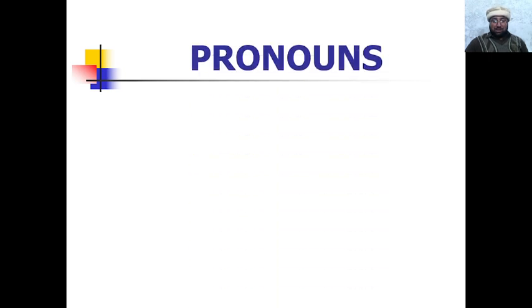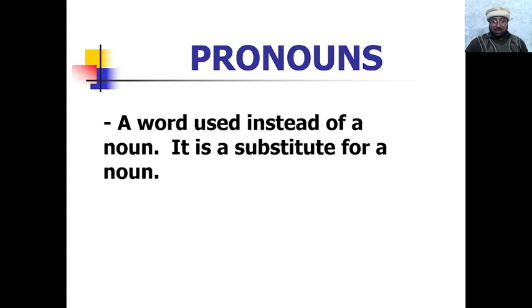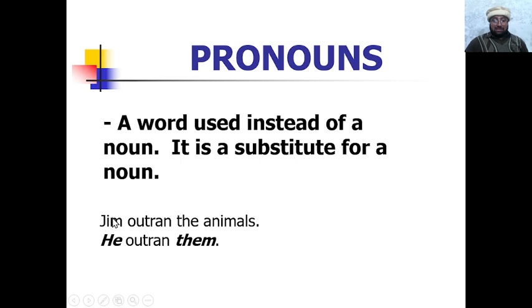Then the second one of the parts of speech is called pronoun. Pronoun is a word that is used instead of a noun. It is the substitute for a noun, like Jim outruns animals. So in the first sentence, we have Jim, which is a noun, and we have animals, which is another noun. This one is a common and this one is a proper noun. Okay, Jim is replaced by he and animals are replaced by them.